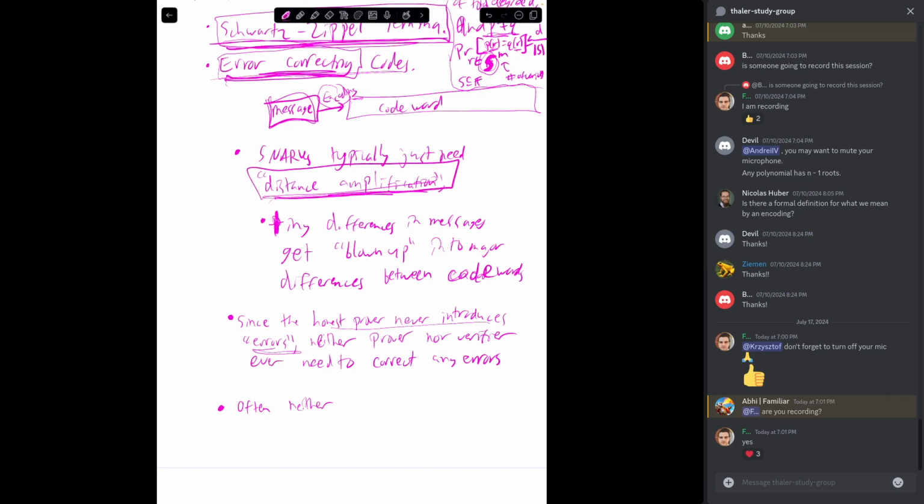rather than error correction. Typically these things go together. It's often the case that if you have a distance amplifying code that maps any two messages that differ in even one entry into code words that differ almost everywhere, very frequently those codes will also have good error correction properties, where if I give you a code word and it's a little bit corrupted, you can figure out where the corruptions are and fix them. But in SNARKs, neither the prover nor the verifier really ever needs to correct any errors, just because the honest prover will never introduce any errors, so there's never anything to correct.